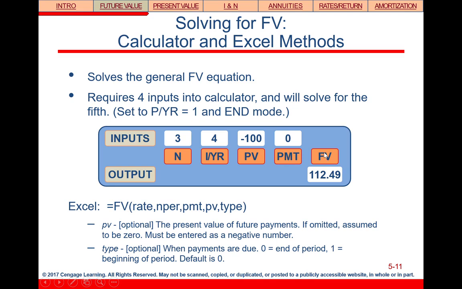So this question requires 4 inputs into the calculator, and we'll solve for the 5th. And we have to be careful that for all our calculations, at least in the beginning when we haven't yet made it too complicated for you, make sure you set the period per year equal to 1, which means every year you have only 1 period. That is the same as saying each period is 1 year, right?